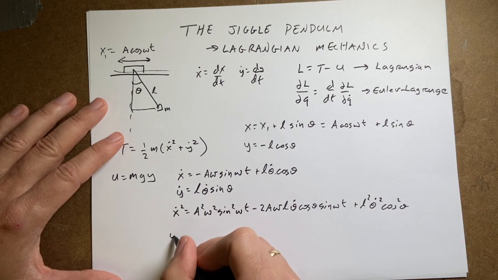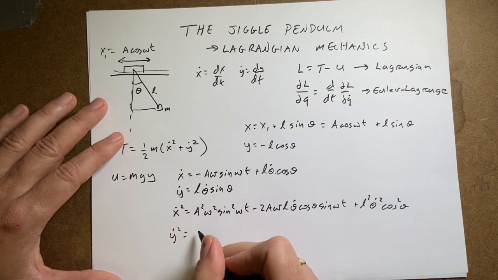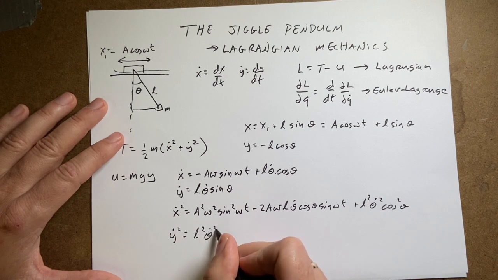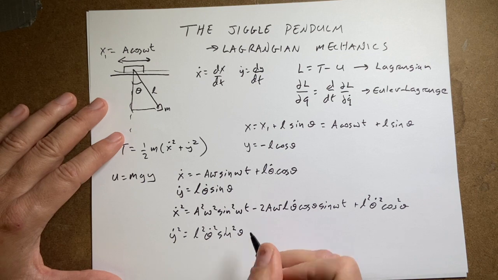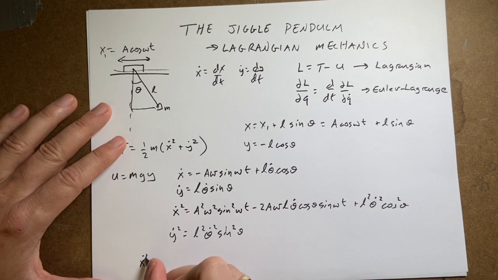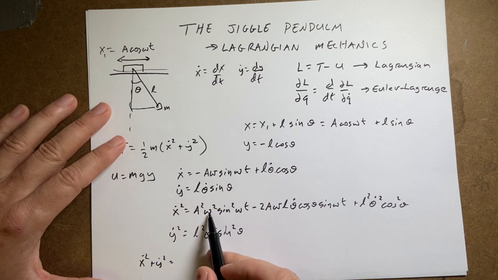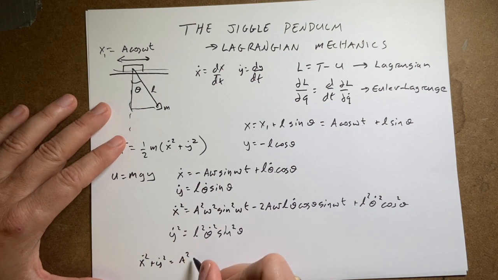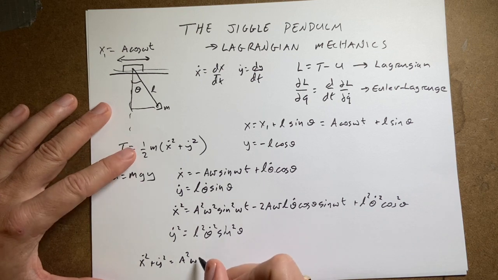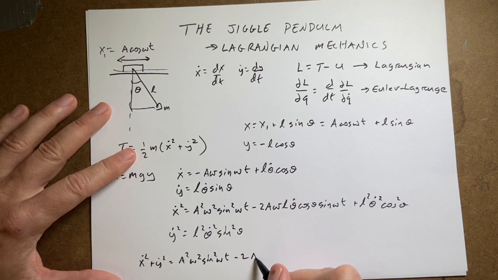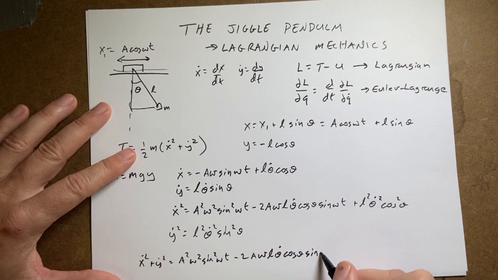Now y dot's pretty easy. Y dot squared is just going to be equal to L squared theta dot squared sine squared theta. So now I can get x dot squared plus y dot squared. That's going to be equal to this term, a squared omega squared sine squared omega t, this term, minus 2a omega L theta dot cosine theta sine omega t.